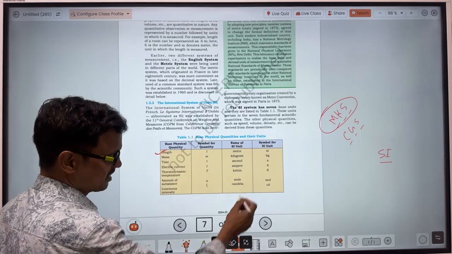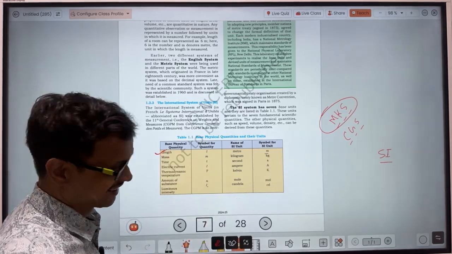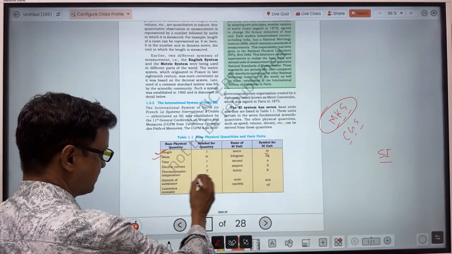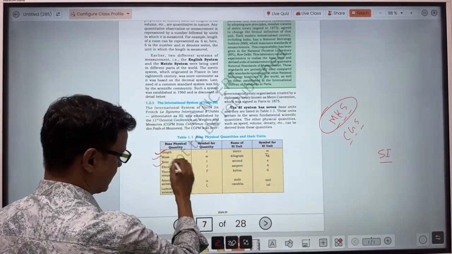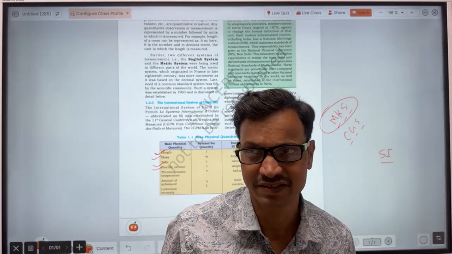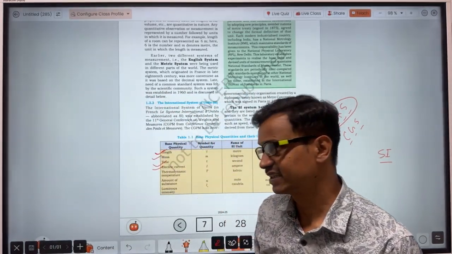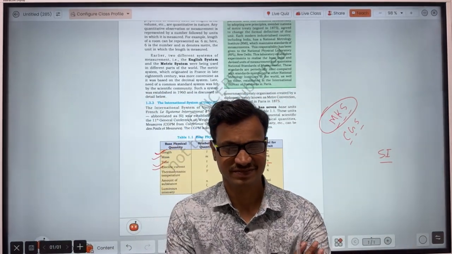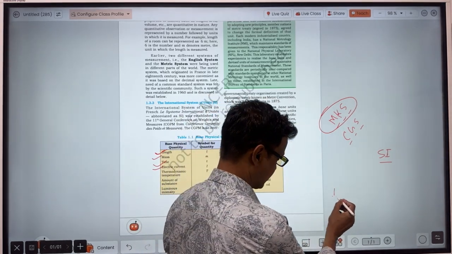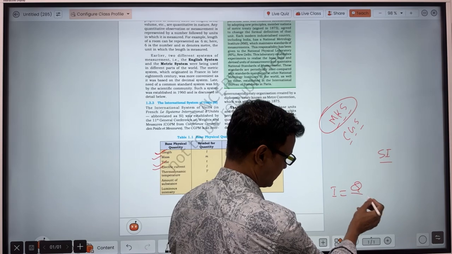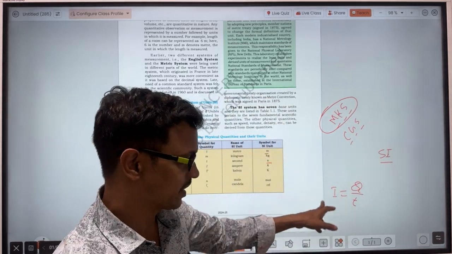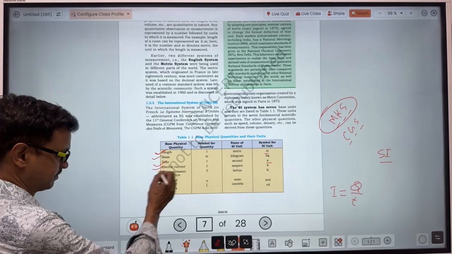So length, the SI unit is meter, and not the kilometer. So mass is kg. You know already that time is in second. Electric current. Guys, keep in mind that electric current is the fundamental quantity and not charge. Electric current you have studied, I equal to Q by T. But the fundamental quantity is electric current.